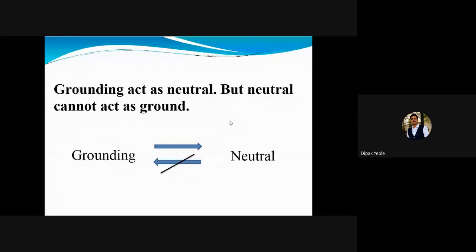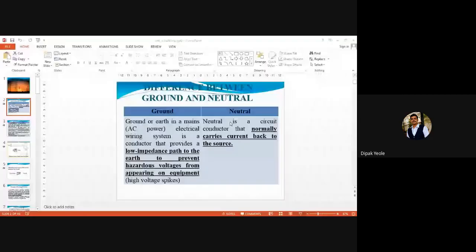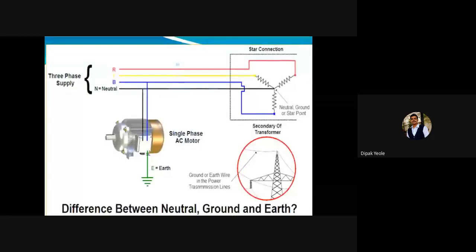Yes, now consider the example. How do we know we can use the grounding as a neutral? Yes, we can consider this diagram also. Let's say we are using this diagram. Let's say there is only one phase available and only neutral is available. What is our assumption? Our assumption is that ground can act as neutral. Yes. So whenever there is a cutting of the conductor.